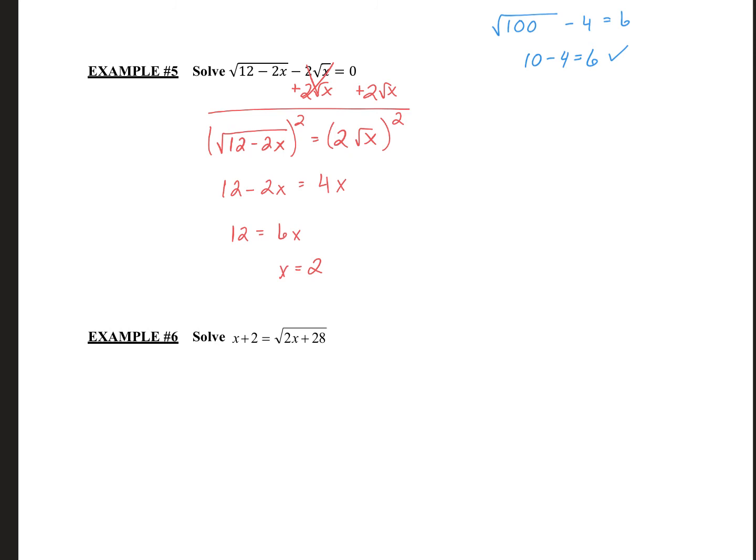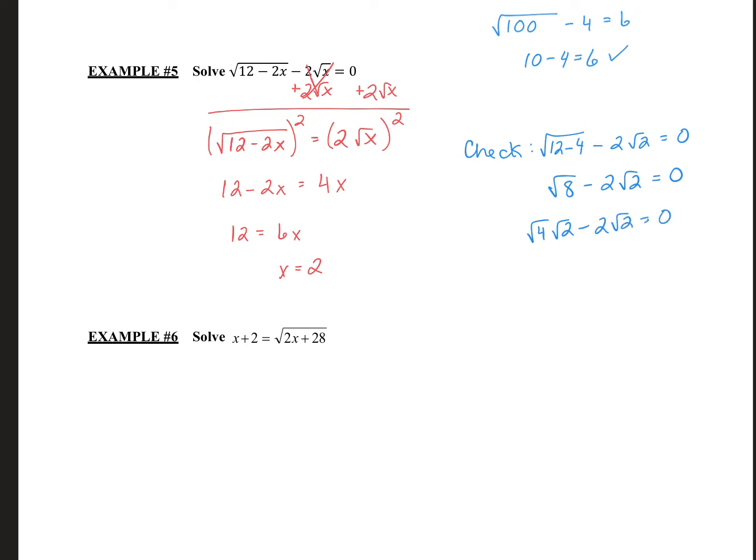So let me get a different color. Check here. So I have the square root of 12 minus 2 times x. So since x is 2, this is going to be minus 4. Then minus 2 square root 2. And we want that to be equal to 0. Well, 12 minus 4 is 8, so I have the square root of 8 minus 2 square root 2. And we can simplify the square root of 8 because the square root of 8 is the same as the square root of 4 times the square root of 2.